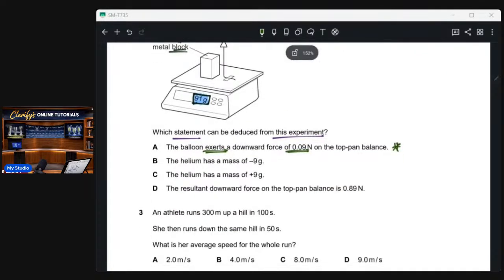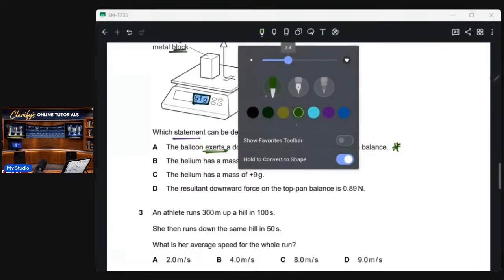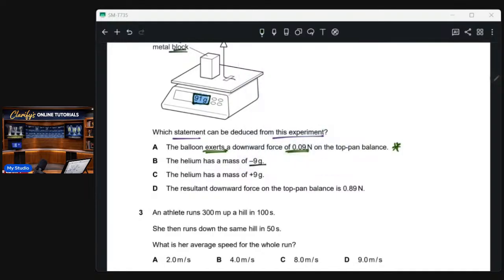Anyway, the helium has a mass of negative 9 grams. The helium has a mass of negative 9 or positive 9. Look here, students. Mass can never ever be negative. Can you all hear me? Kelly? Mass can never be negative. So this is obviously out. In part B, the helium has a mass of 9 grams.